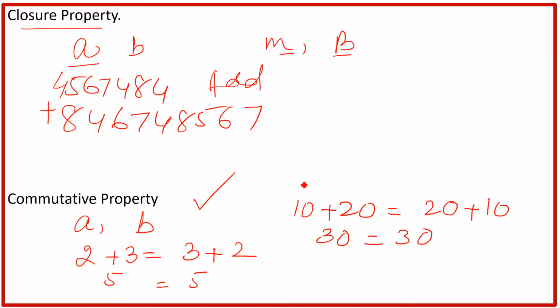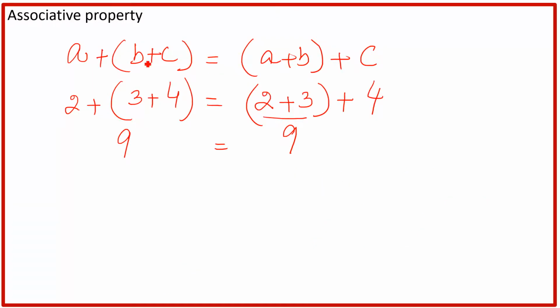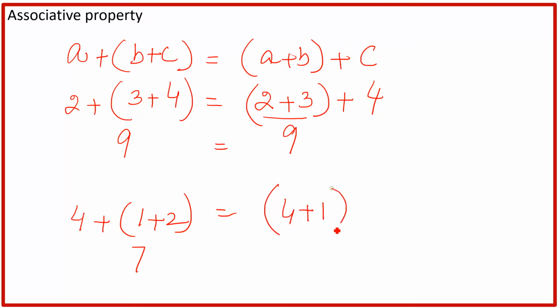In commutative property, we say A plus B equal to B plus A, right? There are two variables, but in associative property, we have three variables. You can write any two inside the parenthesis, the answer will be the same. One more example: suppose A is 4, B is 1, C is 2. So 5 plus 2 is 7. Here it is 4 plus 3, it is 7. This is the associative property.